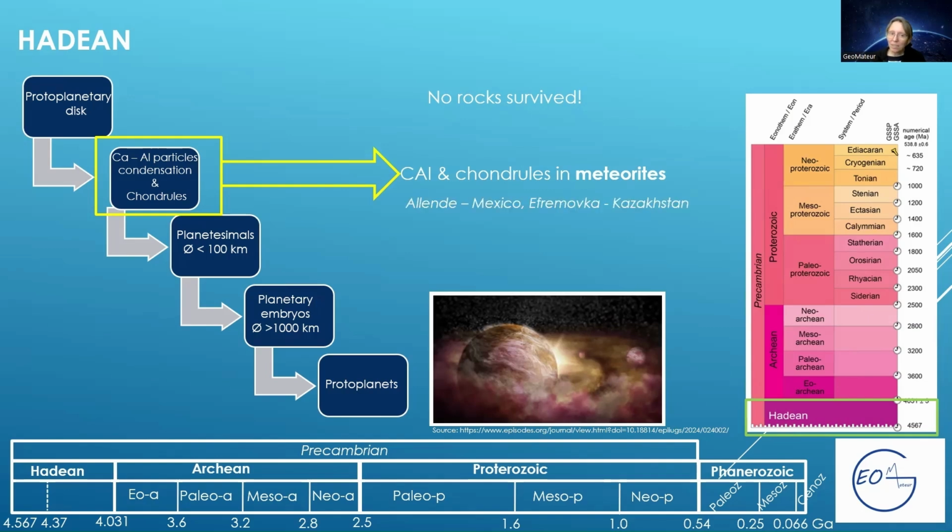So the oldest meteorites that hit Earth are Allende in Mexico and Efremovka in Kazakhstan, and their age is estimated at 4.567 billion years. So no rocks survived from Hadean, but we have information from extraterrestrial bodies that hit our planet, and the extraterrestrial bodies are remains of the very beginning of the solar system's creation.